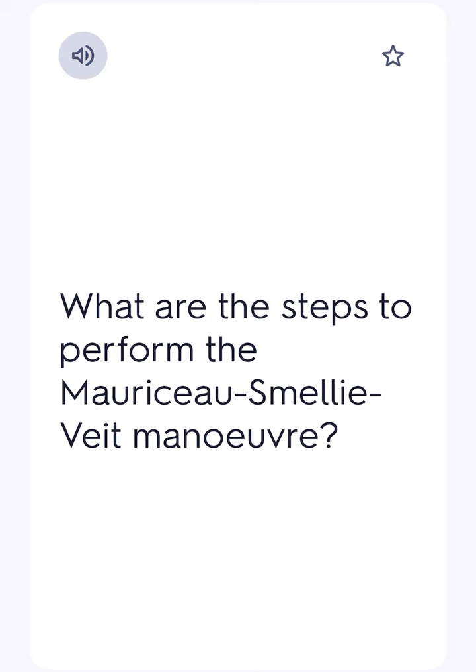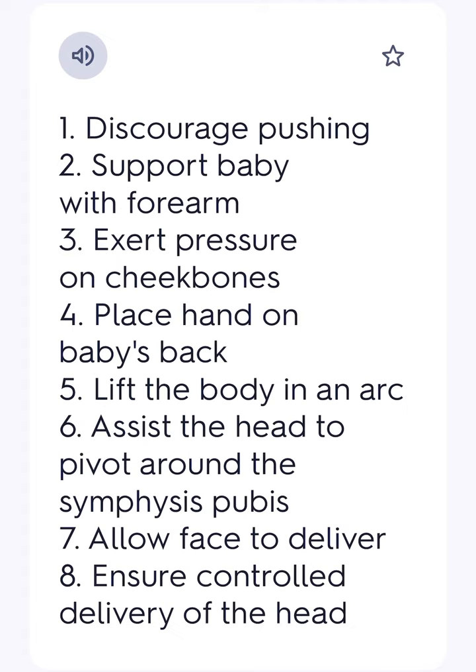What are the steps to perform the Morisot-Smellie-Veit maneuver? 1. Discourage pushing. 2. Support baby with forearm. 3. Exert pressure on cheekbone. 4. Place hand on baby's back. 5. Lift the body in an arc. 6. Assist the head to pivot around the symphysis pubis. 7. Allow face to deliver. 8. Ensure controlled delivery of the head.